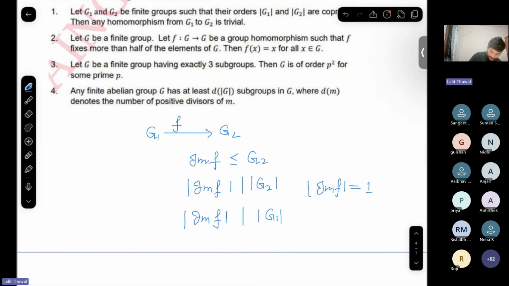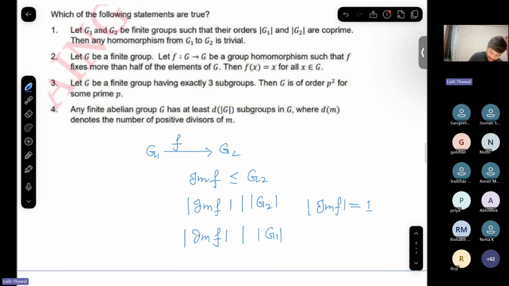Now, why should the order of image divide the order of G1? Anyone? Quickly, just let me know. Because G1 quotiented by kernel F is isomorphic to image of F. Okay, that's enough to say.